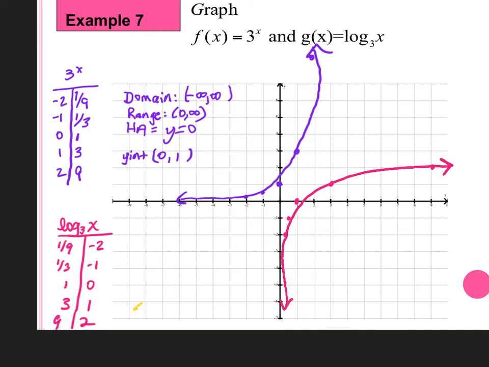So this is reflected over the line y = x. So if I asked you to tell me all the things, the domain, the range, all that stuff, well, my domain and my range. Since this is the inverse, remember, it's the opposite of exponential. So if my domain for exponential is -infinity to +infinity, what's my range for my log? -infinity to +infinity. Those two switch. So if my range was 0 to infinity for exponentials, that means my domain is going to be 0 to infinity.